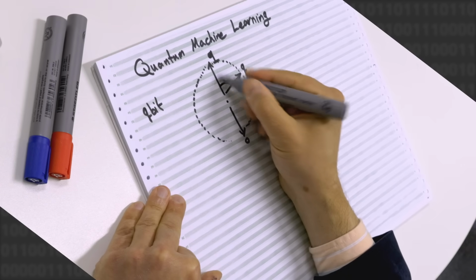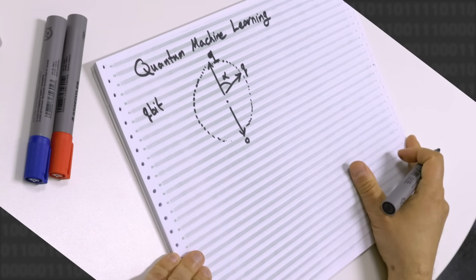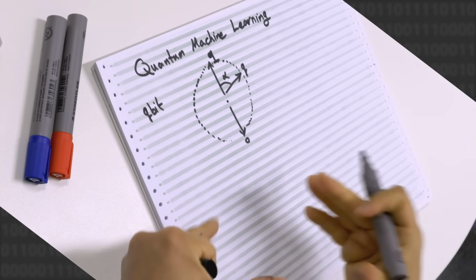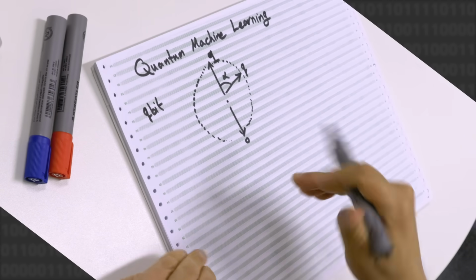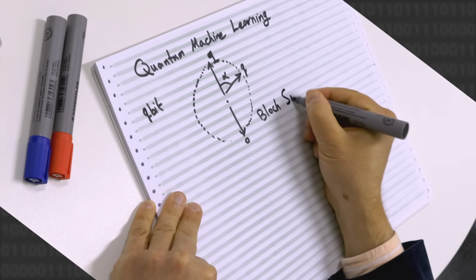Once you measure it, it will fall down to the basis of your measurement, say 0 or 1, with a probability that is proportional to this angle. So your data can represent now not only 0 or 1, but can simultaneously represent any linear combination of 0 and 1 by pointing at any arbitrary point on this sphere. This is called a Bloch sphere.